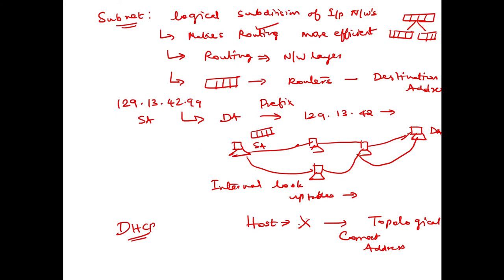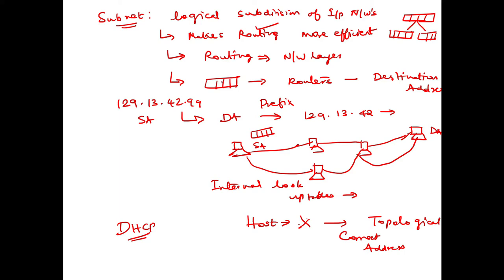Before going to mobile IP, let me start with a subnet. What is a subnet? A subnet is a logical subdivision of IP networks. Why do we go for the subnet? We have an IP address, and we are splitting the IP address into different subdivisions by assigning different IP values, with respect to routing. Routing becomes much more efficient when you go for subnetting. Subnetting means we are performing routing in the network layer.